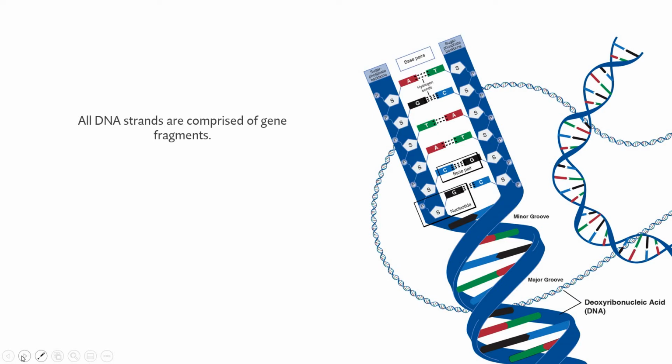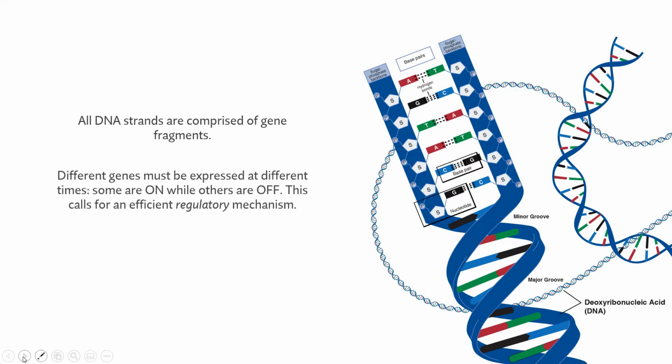We all know that all DNA strands are comprised of gene fragments. Say a very long strand of DNA, a particular portion of it is going to be coding for a gene or a particular trait. Different genes must be expressed at different times. Some of them must be on, while others are going to be turned off. This is a really sensitive process of checking which genes are turned on and off.